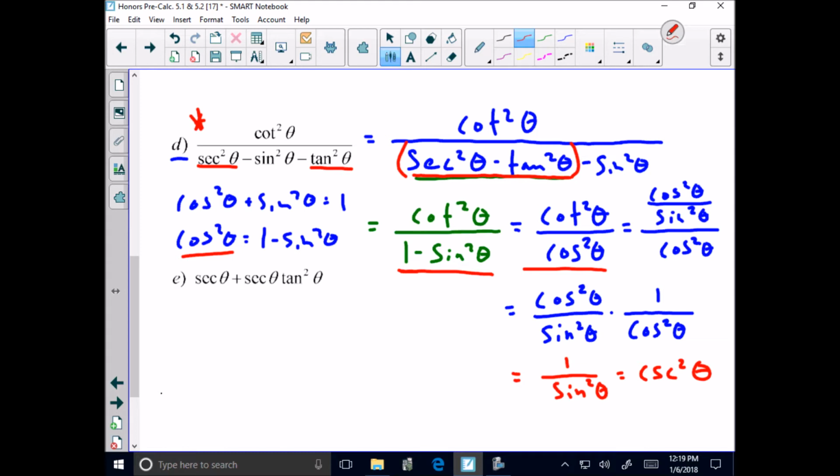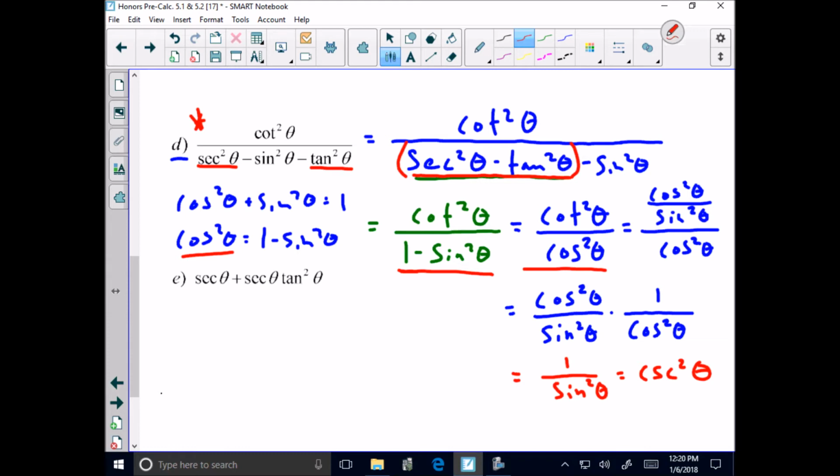From here, what I did was I said I've got everything in terms of multiplication and division, so I'm going to change everything to sine and cosine. And so right here I had cotan squared theta changing to cosine squared theta over sine squared theta. And what I did right here was I said, instead of a division by cosine squared theta, let's make that a multiplication by 1 over cosine squared theta.